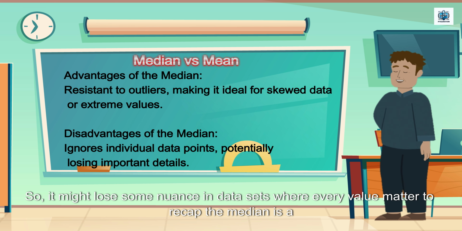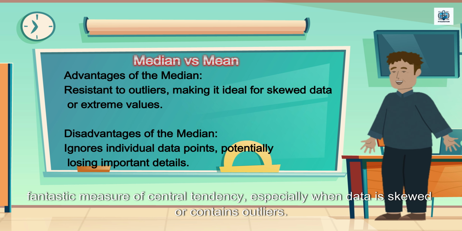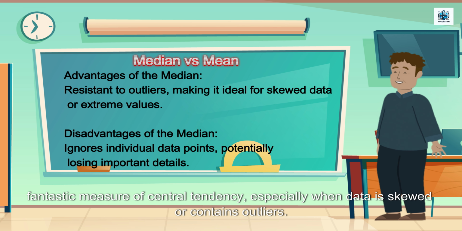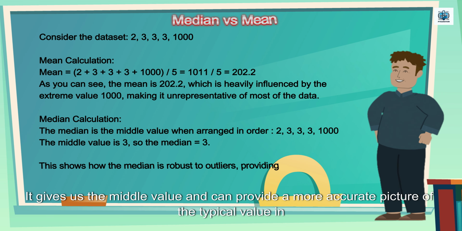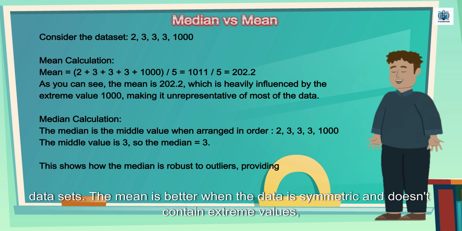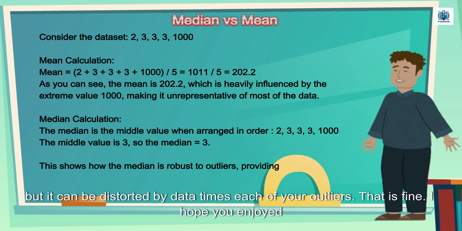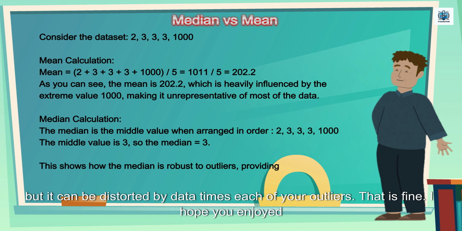To recap, the median is a fantastic measure of central tendency, especially when data is skewed or contains outliers. It gives us the middle value and can provide a more accurate picture of the typical value in data sets. The mean is better when the data is symmetric and doesn't contain extreme values, but it can be distorted by skewed data or outliers.